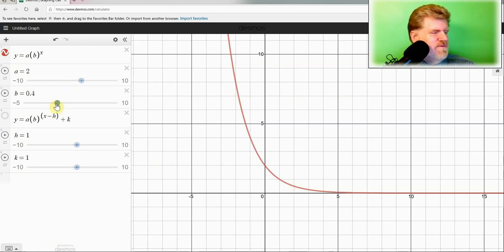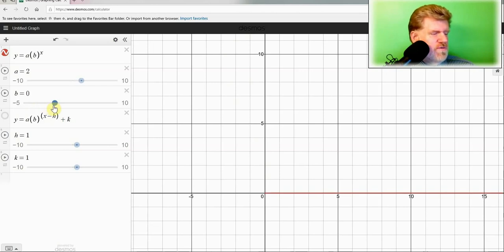Now look what happens when b is negative. Oh, it's just that line that starts at 0, and then it disappears completely. Why would the graph disappear when b is negative? Okay, I want you to think about that one. Maybe I won't tell you that one. Just think about that one. We'll get to that one later.